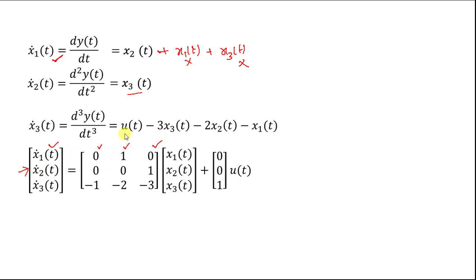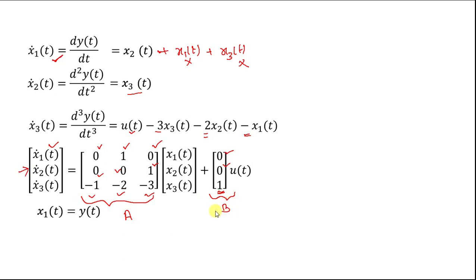Similarly, in the differentiation of x2, only x3 is present and all other terms are equal to 0. In x3 dot, u(t) is present, x1 has coefficient minus 1, x2 has minus 2, and x3 has minus 3, plus u(t). u(t) appears only in the x3 term; there is no u(t) in the differentiation of x1 and x2. So matrix A is this and matrix B is this.